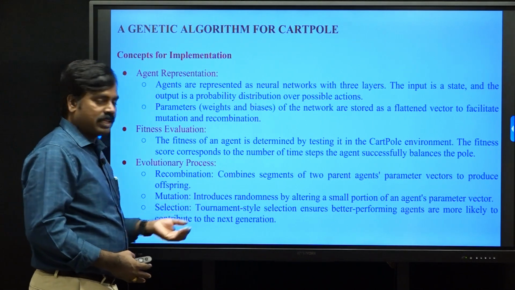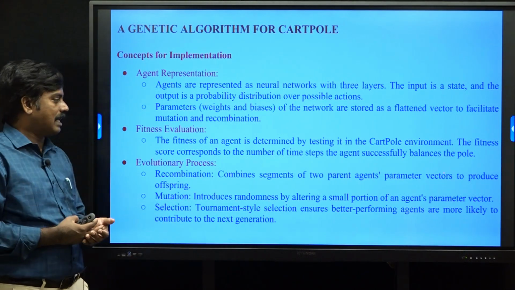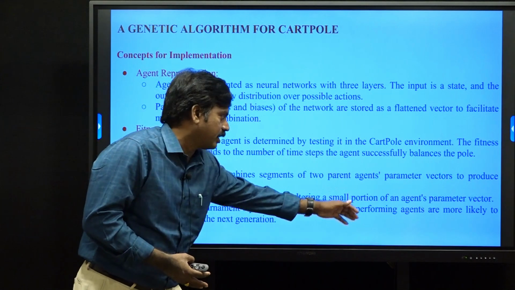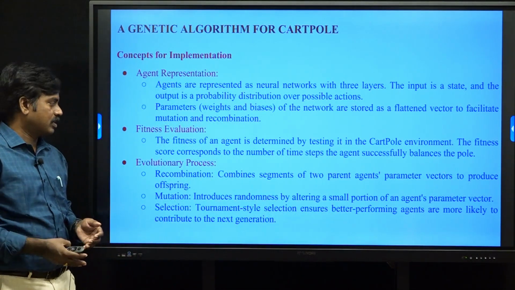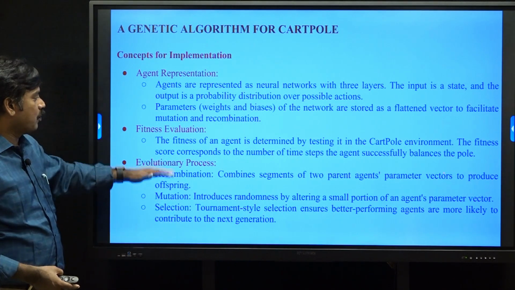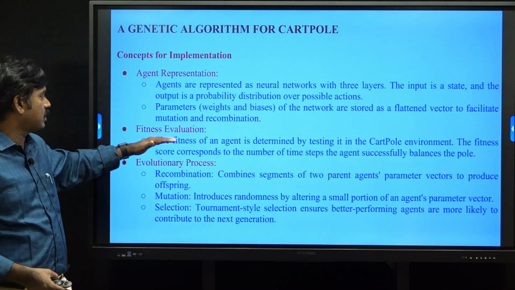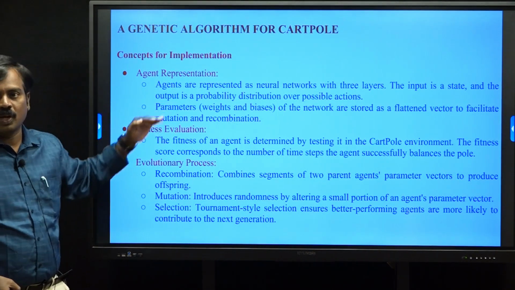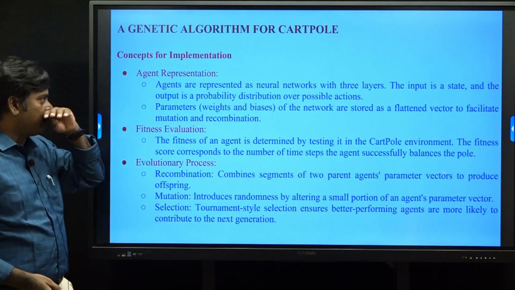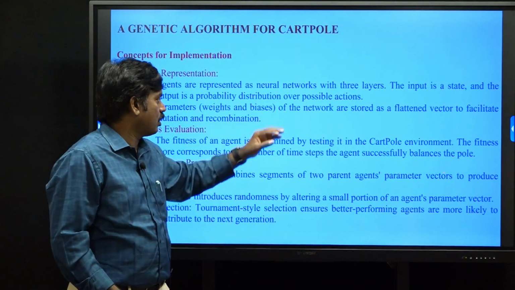Selection is a type of tournament selection. We select the best performing agents' parameters to produce the new offspring. These are the evolutionary processes. We select the best agents using the fitness score, and we implement the agents using neural networks. The state is the input, and the output is the probability distribution.